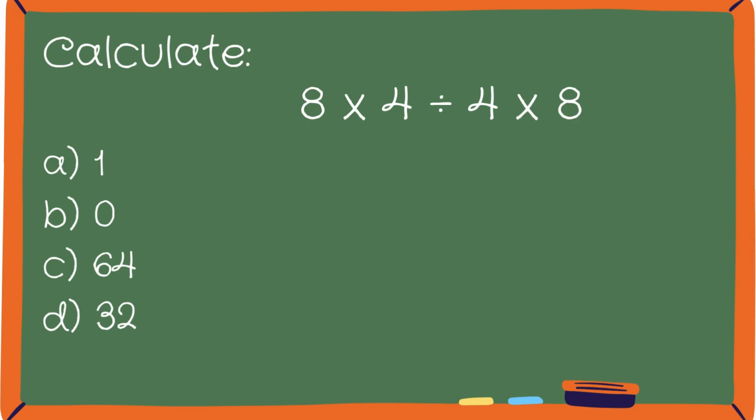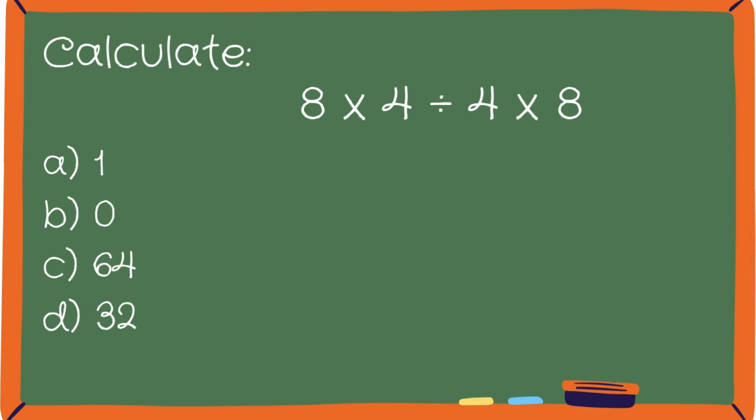Look at the exercise. It says 8 multiplied by 4, divided by 4, multiplied by 8. Here you have to be very careful, because many people do this exercise wrong. They make mistakes, they rush. Don't rush. You have to know the rules of the game. And what are the rules of the game that are important in this exercise? They're the hierarchy of operations.